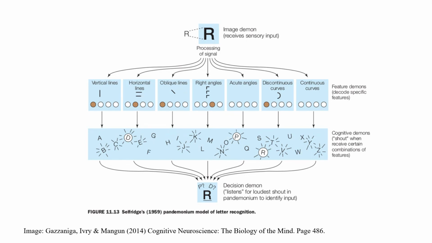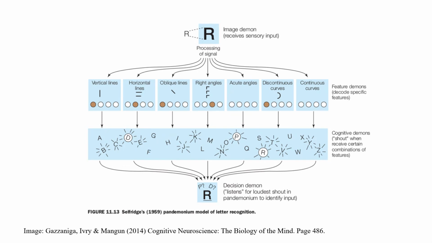You can see R is the stimulus input, which is the image daemon. Then you have these feature daemons which are coding for what are the features present in R. So, you can see, for example, for R there are the discontinuous curves, right angles, horizontal lines, oblique lines, all of them have some feature. The only thing that is missing is the continuous curve, which probably, if it were an O, would be present.